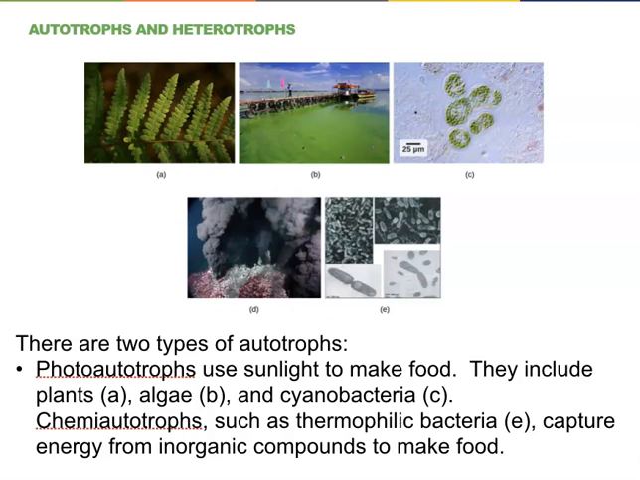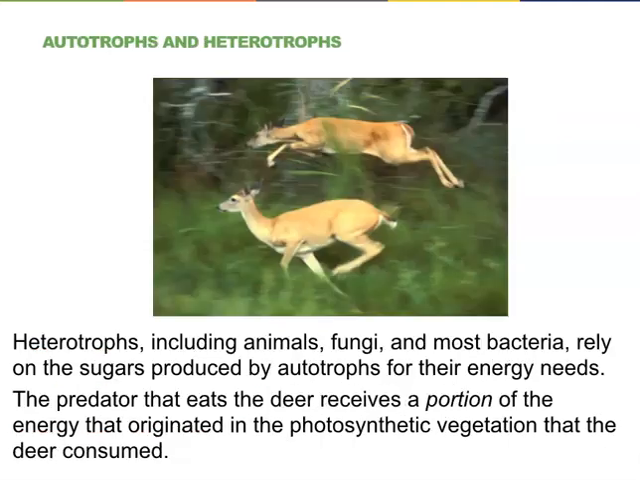That's equally important because without, say, a bunny eating blades of grass and then the fox coming along and nabbing the bunny, that energy wouldn't be transformed. Imagine it's a mother fox and she has little cubs sitting at home. You get the idea. Heterotrophs, including animals, fungi, and most bacteria, rely on the sugars that are produced by autotrophs.